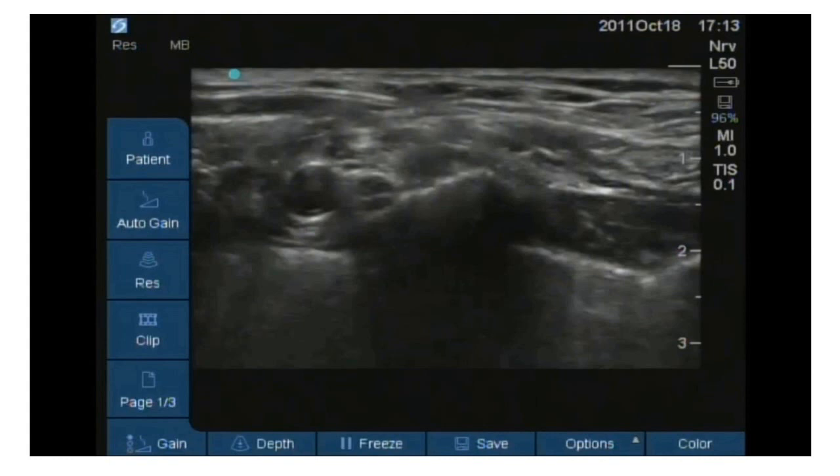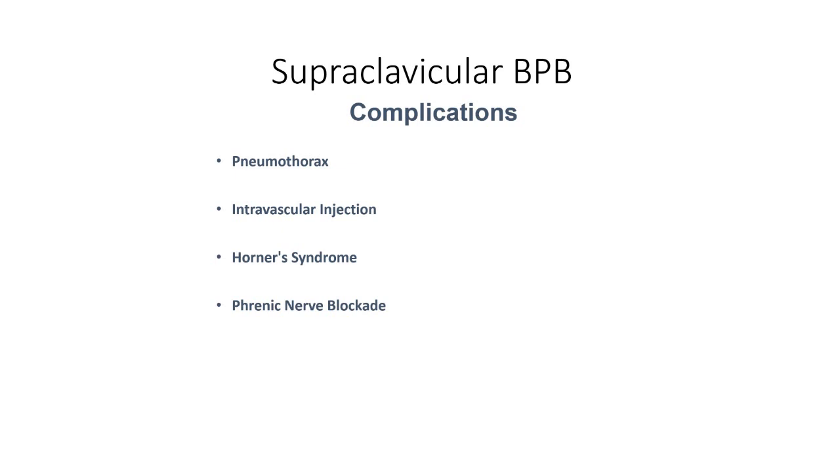Now let us look at the complications of the supraclavicular block. Now you're too close to the pleura, so there is a small risk of causing pneumothorax. But as long as you see your needle in its entirety and you position your artery and the brachial plexus over the first rib, then the risk of pneumothorax is quite low.